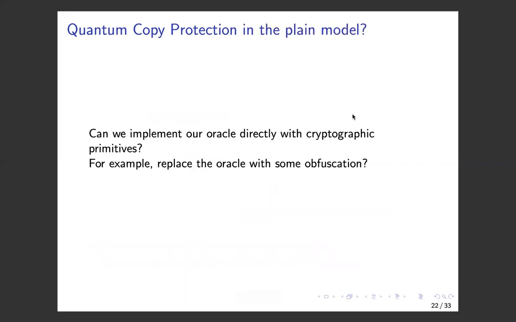So this seems a very clean and simple scheme. Can we just replace our oracle with some cryptography primitives? For example, some obfuscation weaker than VBB obfuscation, like IO.